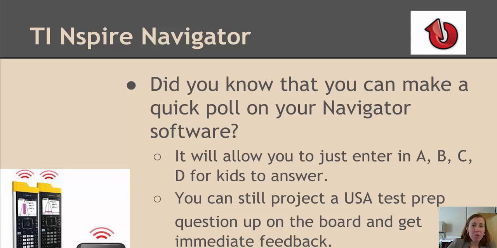Now, that's a little bit on USA Test Prep, and I'm guessing some of you know this, so if you know a lot about the TI Inspire Navigator, you can definitely skip this part. If not, you can make a quick poll on your Navigator software, and then kids can answer the question right on their calculator, and then it will show you where kids are at. It's really easy. You don't even have to enter an answer key. You honestly don't even have to put the question into the calculator. You can just project a USA Test Prep question up onto the board, and once you create the quick poll, it will automatically throw to the students' calculators A, B, C, D that they can pick and answer.